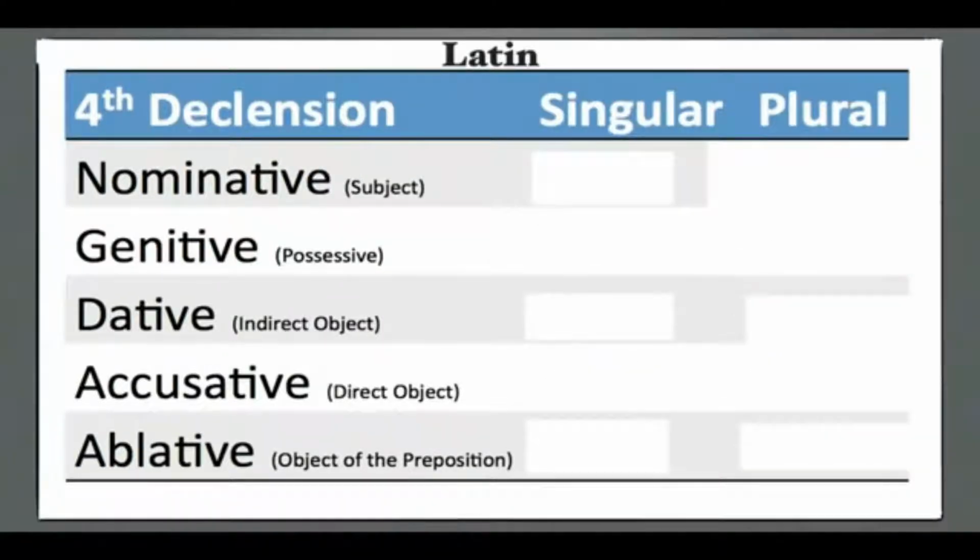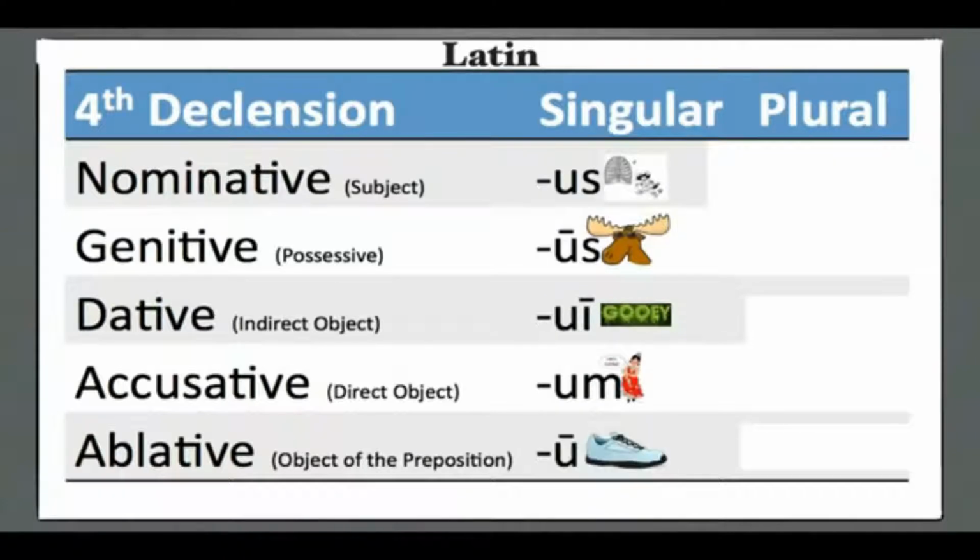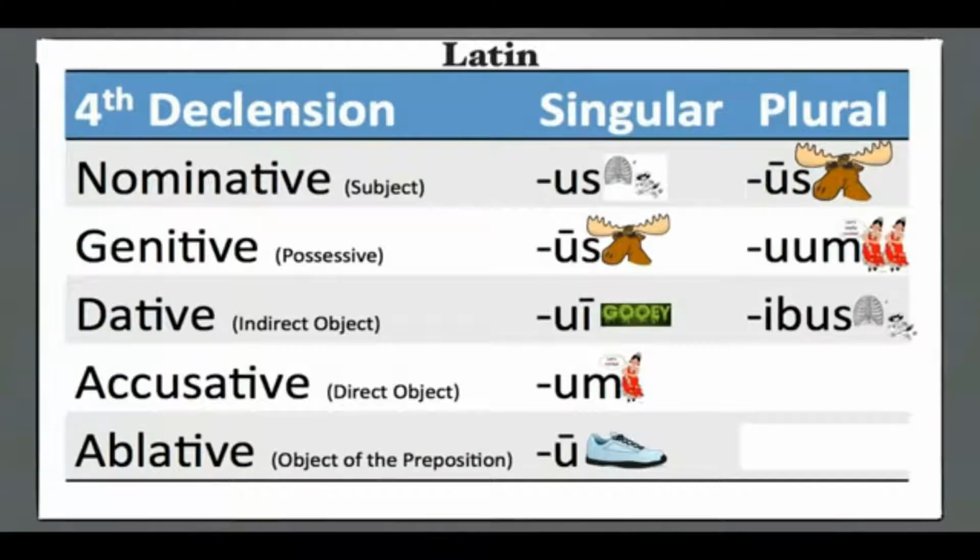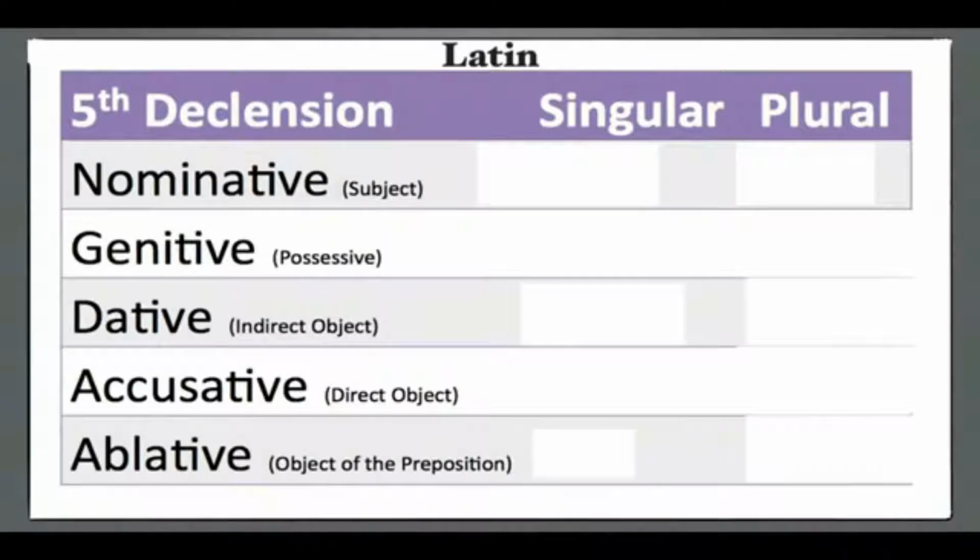Fourth declension noun endings. Singular fourth declension: us, us, ui, um, u. Plural fourth declension: us, uum, ibus, us, ibus.